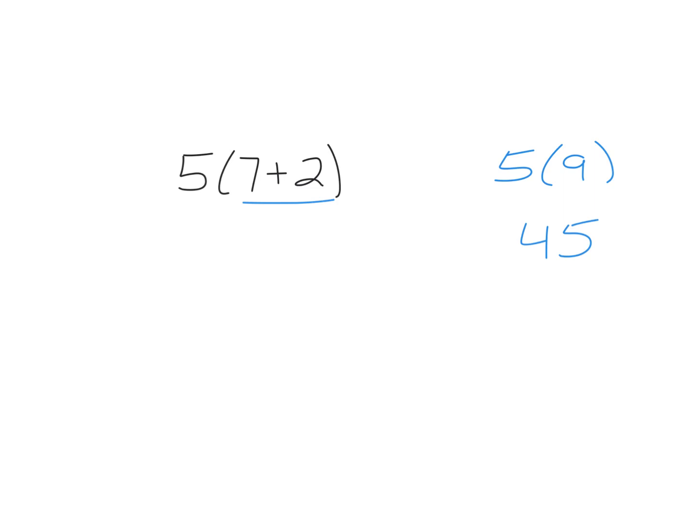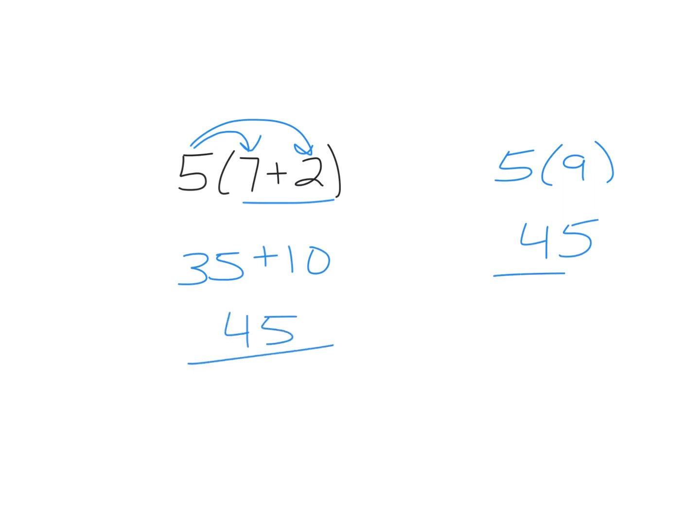So, I want to do the distributive property. What does the distributive property mean? I multiply the 5 inside. So 5 times 7 is 35, and then 5 times 2 is 10. What's 35 plus 10? Bingo. They match. So that's a different way of looking at it.